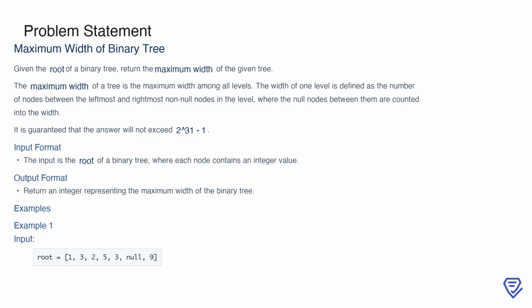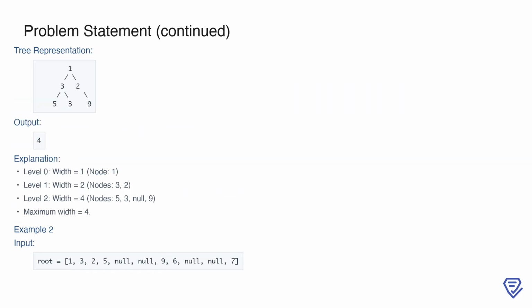It's worth noting that the result will always be within the range of 32-bit signed integers, which means it won't exceed 2 to the power of 31. This provides a guarantee that we won't encounter overflow issues while solving the problem. Let's look at the first example to better understand the problem.